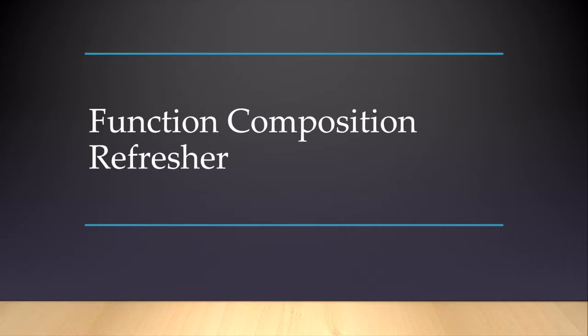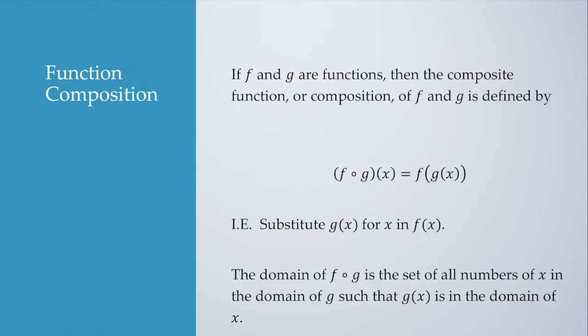So before we start chapter 10, this is a function composition refresher for you guys. So remember, function composition, we are not multiplying these functions, we're composing these functions. We're substituting one function in for x in another. So if f and g are functions, then the composite function or composition of f and g is defined by f open circle g, that's not multiplication, it's composition, of x, which means I want f of g of x, i.e. we're substituting g of x in for x in our function f of x, okay?